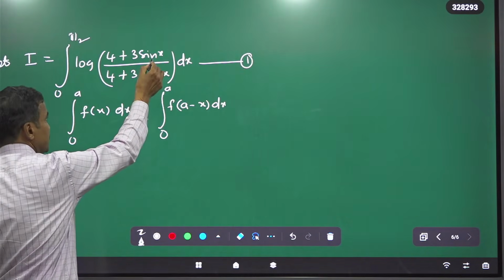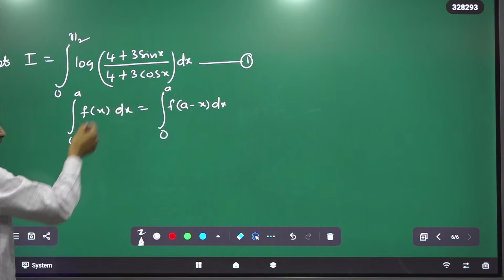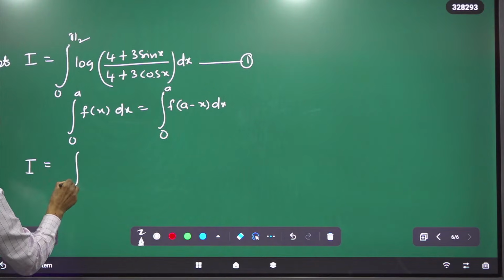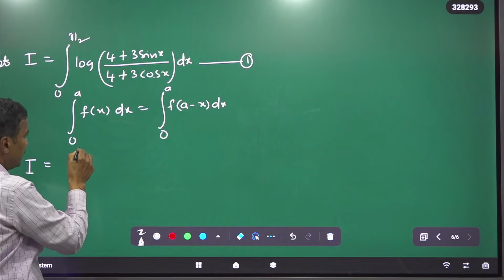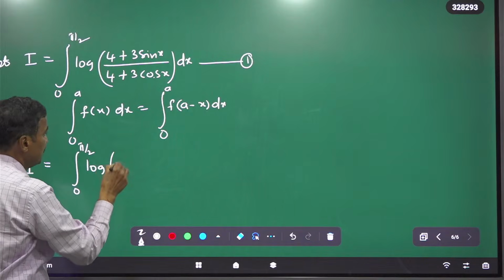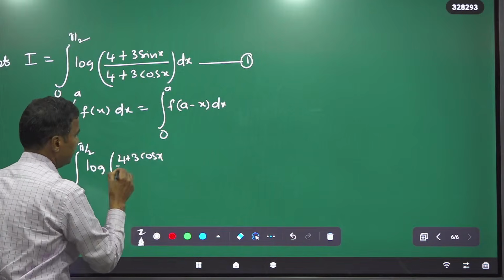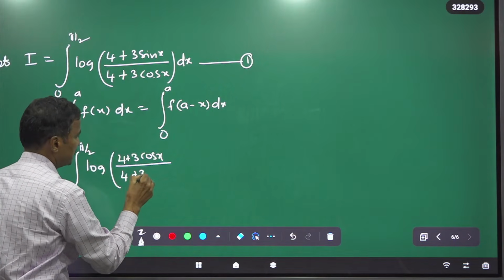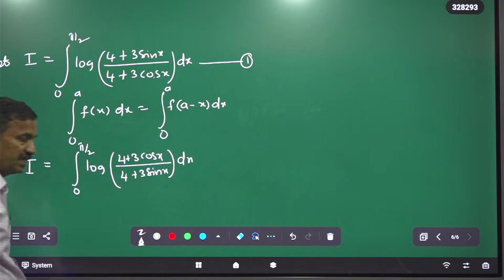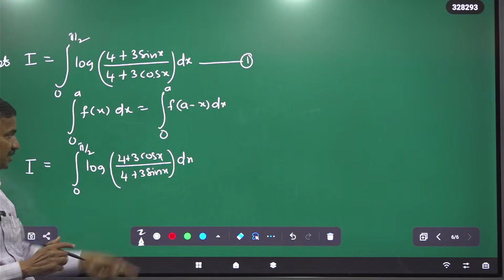Then sin of pi by 2 minus x becomes cos x, and cos of pi by 2 minus x becomes sin x. So I can also be written as integral of 0 to pi by 2 of log of 4 plus 3 cos x divided by 4 plus 3 sin x dx, by applying this property. A minus x means pi by 2 minus x. We replace x by pi by 2 minus x, then it becomes like this. You take it as equation 2.